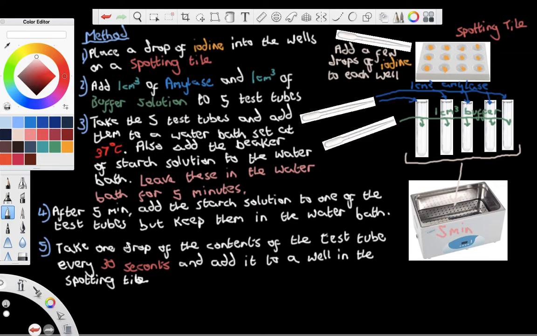You do this until the well inside the spotting tile no longer turns black. So we can just put next to this, continue to do this until the iodine in the well no longer turns black.